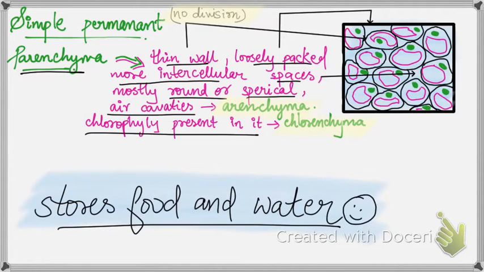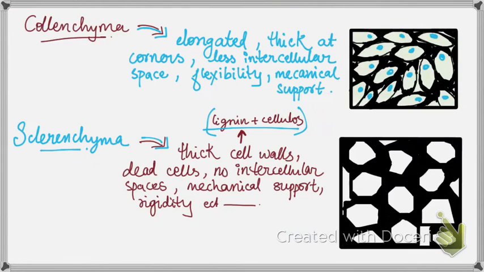Now we'll move on to collenchyma type of tissue. This tissue gives flexibility to the plants and that's its main function. Cells of these tissues are elongated cells. They are thick at corners. They have very little intercellular space between them. They generally provide flexibility and mechanical support to the plant.